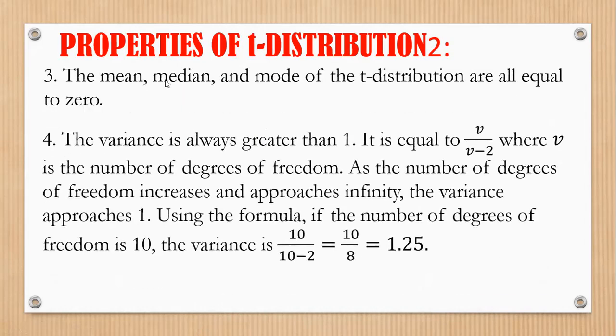Third property is that the mean, the median, and the mode of the t-distribution are all equal to 0, and that the variance is always greater than 1. It is equal to v over v minus 2, where v is the number of degrees of freedom. So we have this variance considering the number of degrees of freedom.